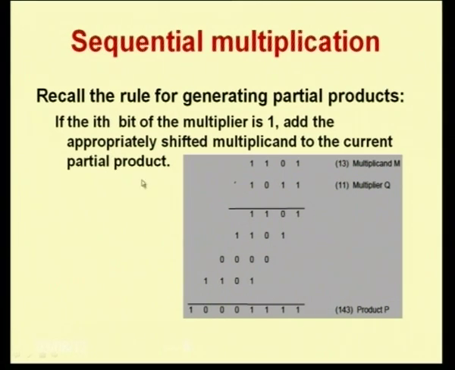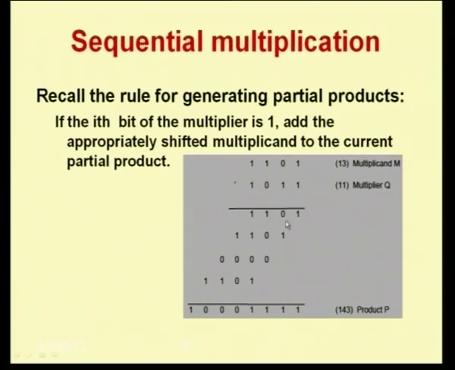Again, remember, sequential multiplication is essentially the same process that we do when we do manual multiplication. So, remember the rule for generating these partial products. If the ith bit of the multiplier is 1, we add the appropriately shifted multiplicand to the current partial product. So you can look at it like this. First I take this first bit 1 and then I have 1101 over here. So if it is a 1, you are adding the multiplicand as it is. The next bit also is a 1, so you add this multiplicand to the partial product that we already have, and the shifted version of this is being added over here. So this is what we do.